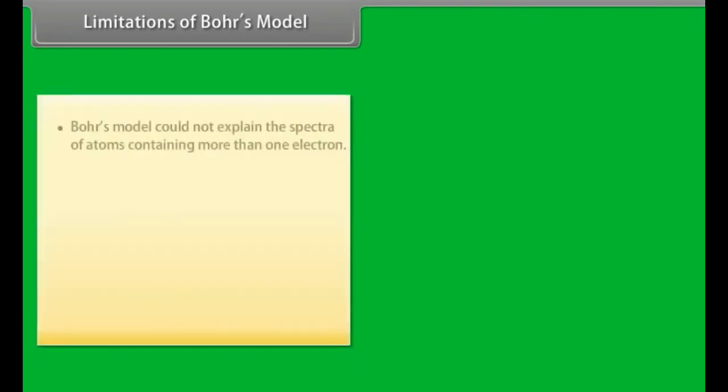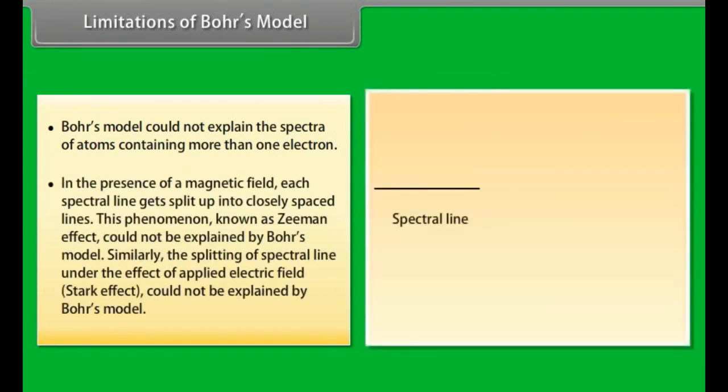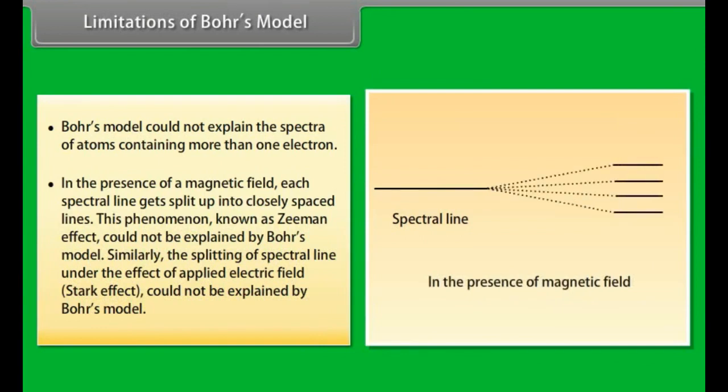Limitations of Bohr's model. Number 1. Bohr's model could not explain the spectra of atoms containing more than one electron. Number 2. In the presence of a magnetic field, each spectral line gets split up into closely spaced lines. This phenomenon, known as Zeeman effect, could not be explained by Bohr's model. Similarly, the splitting of spectral lines under the effect of applied electric field, that is Stark effect, could not be explained by Bohr's model.